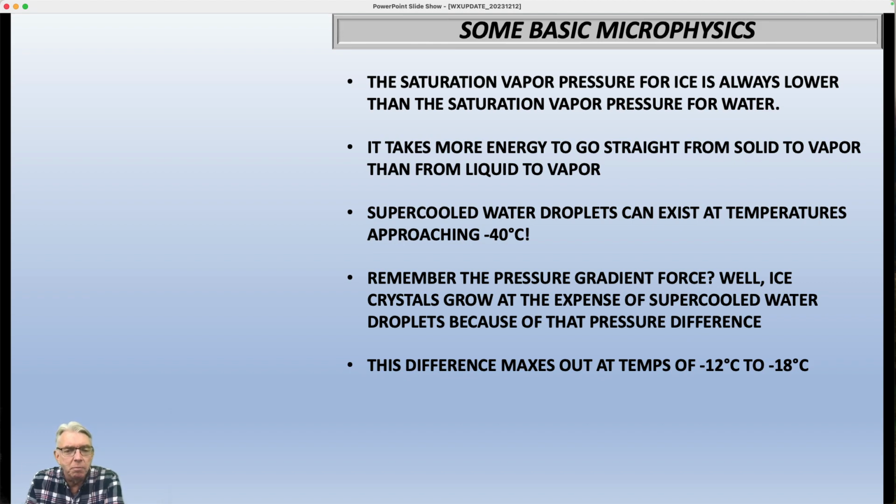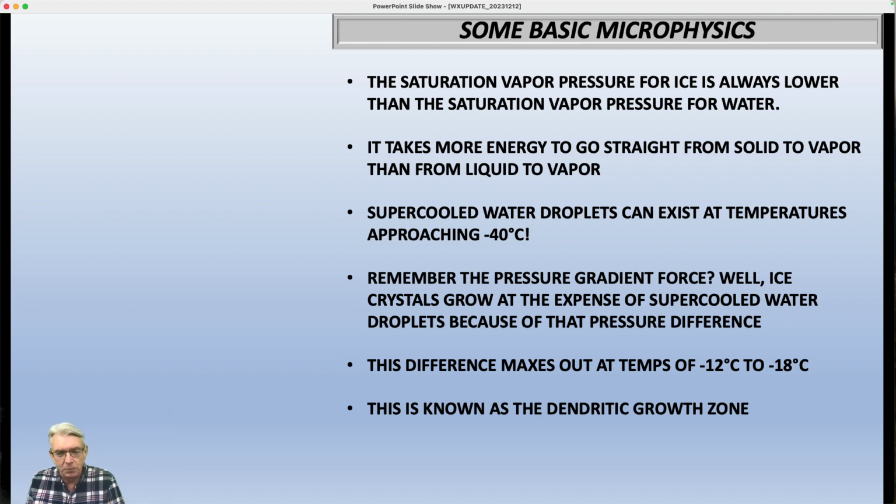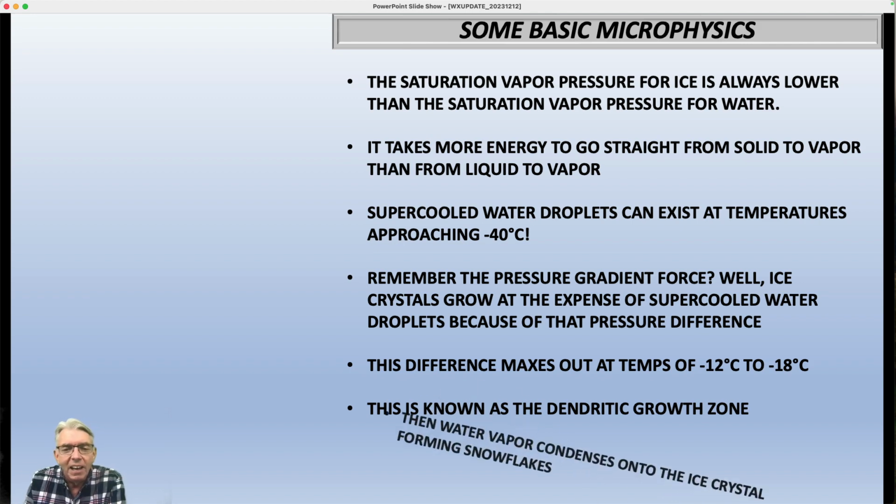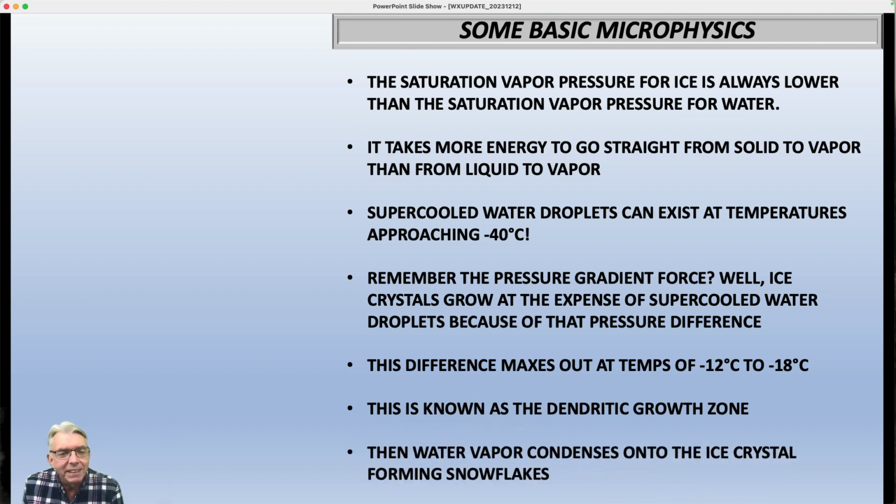Now, the difference between the saturation vapor pressure for water and the saturation vapor pressure for ice maximizes in the temperature range of minus 12 degrees C to minus 18 degrees C. And so that temperature range is called the dendritic growth zone. And dendrites are simply snowflakes, the classic ones that we all know and love. And so water vapor condenses onto those ice crystals, and that is what forms the snowflakes, okay? So you have to get the ice to grow first, and then as it grows, the water vapor in the air, the invisible stuff, then condenses onto that ice crystal, and that is what actually forms the snowflake.